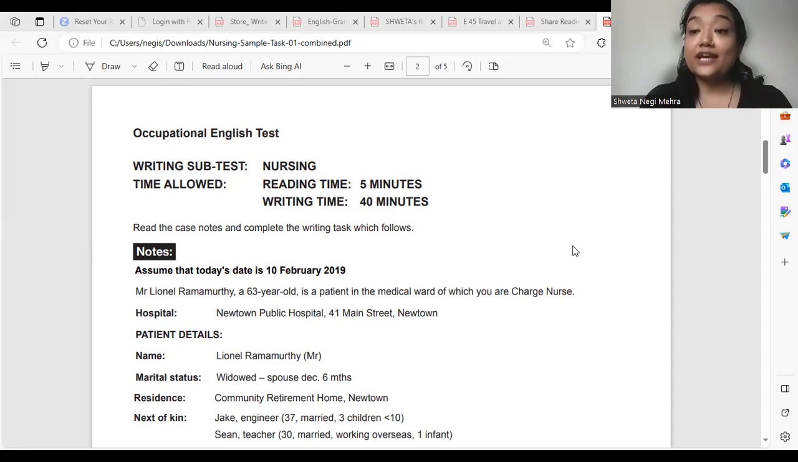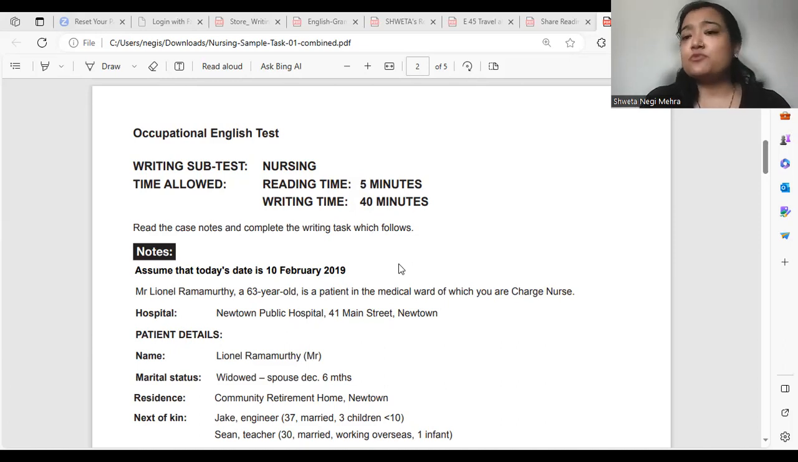So you have to give a quick and good reading to the question, and before the question, you have to read the instruction. This is the instruction: read the case notes and complete the writing task. Then at the end you are given the question about what you have to do. You get 5 minutes for reading, which means you have to read the question very thoroughly, and 40 minutes for writing the letter.